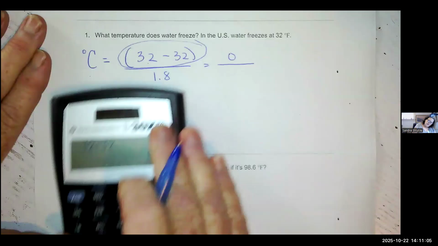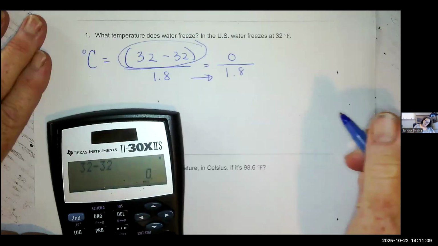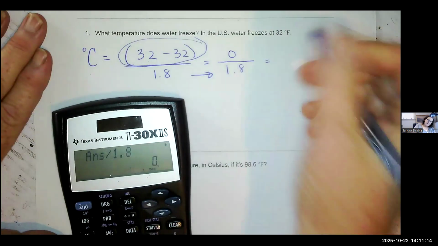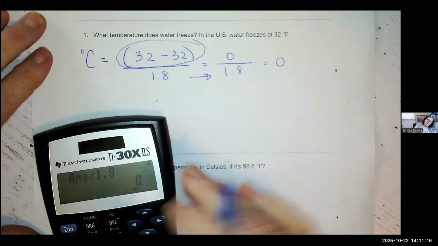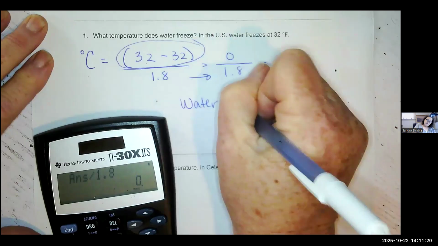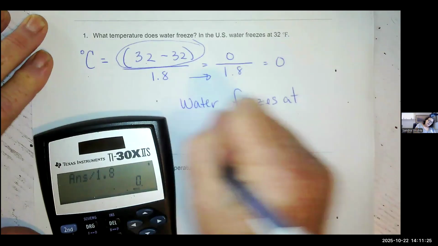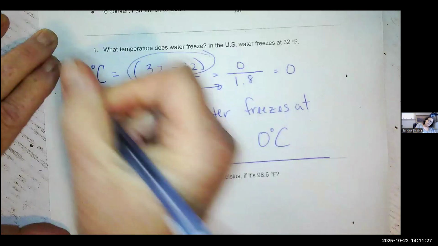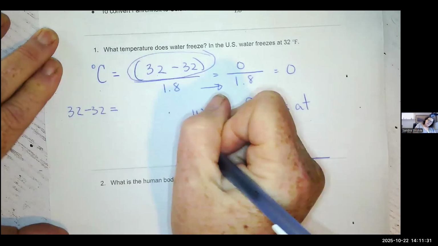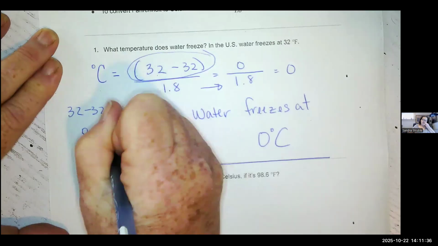I don't need to use parentheses if I only do what's on the top, 0, over 1.8. I'm just going to bring that over, and then 0 divided by 1.8 is 0. So water freezes at 0 degrees Celsius. So you could go 32 minus 32 equals, and then you're going to get 0, and then 0 divided by 1.8 is 0. And that's how I did that in the calculator.